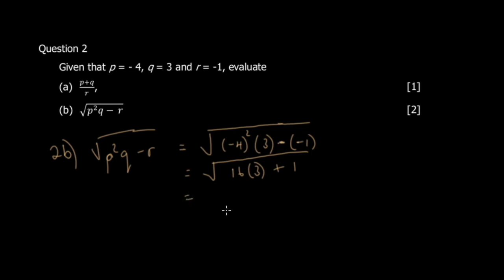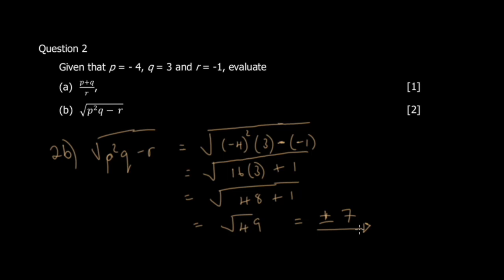Here negative and negative, we get positive. So here we get 48 plus 1 equal to square root of 49. In paper 1, almost always, unless you are told to leave your answer in surd form, it means you get your answer usually as a whole number.